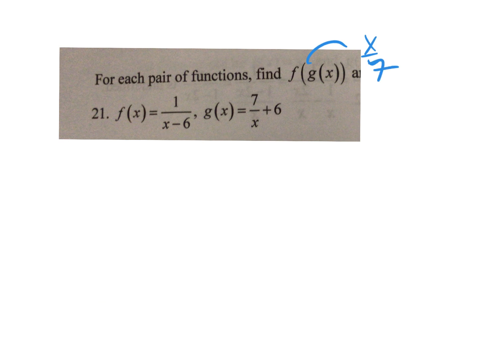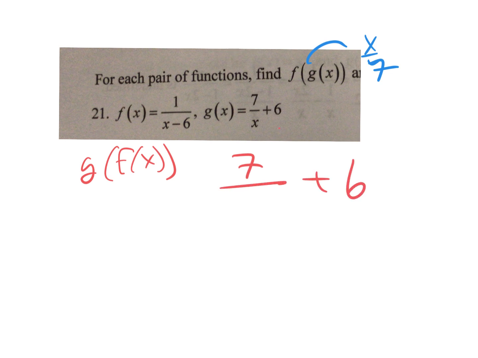So then for this next piece, we're going to do g of f of x. We're going to take the f function and drop it into the g function. So 7 over something plus 6 is my g function. And I'm going to replace the x with 1 over x minus 6, because that's what f is, right? That goes in for that. Now we're just going to do some cleaning up.